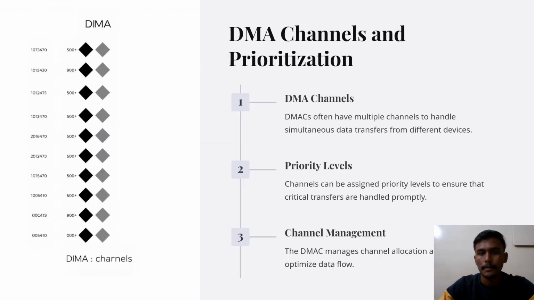DMA channels and prioritization. DMA channels. DMACs often have multiple channels to handle simultaneous data transfers from different devices. Priority levels. Channels can be assigned priority levels to ensure that critical transfers are handled promptly. Channel management. The DMAC manages channel allocation and optimizes data flow.